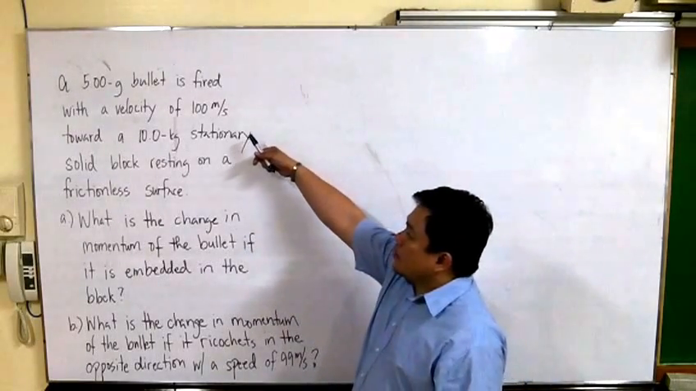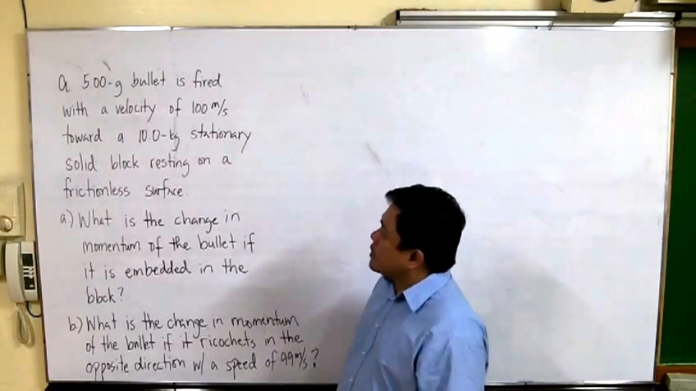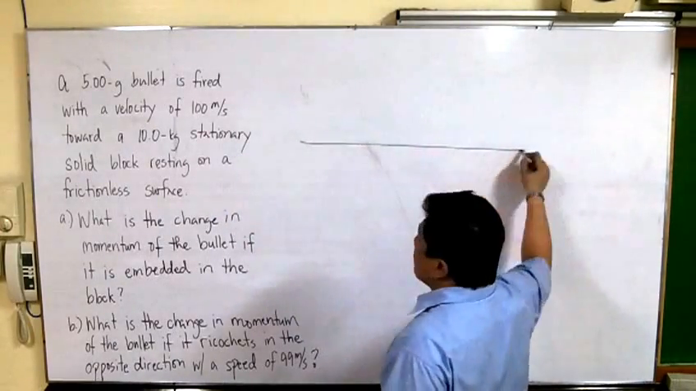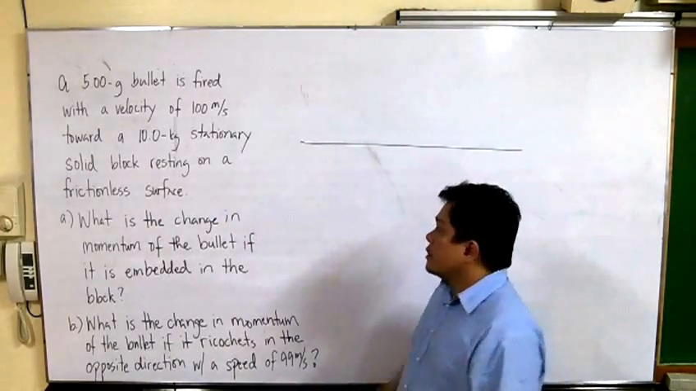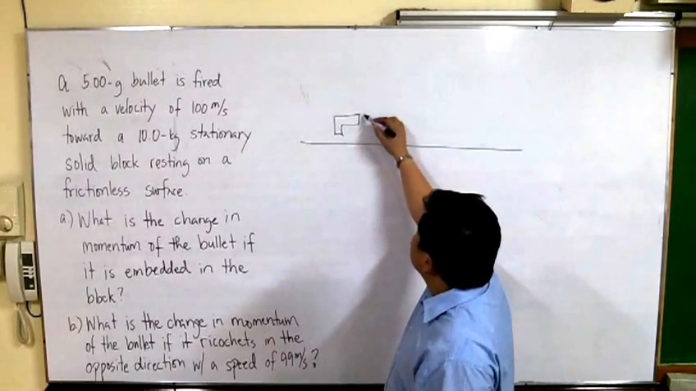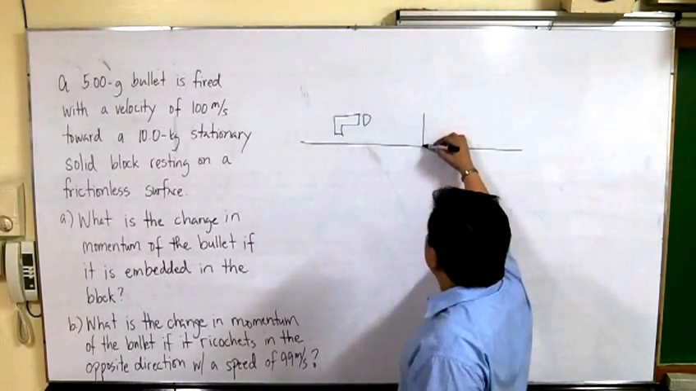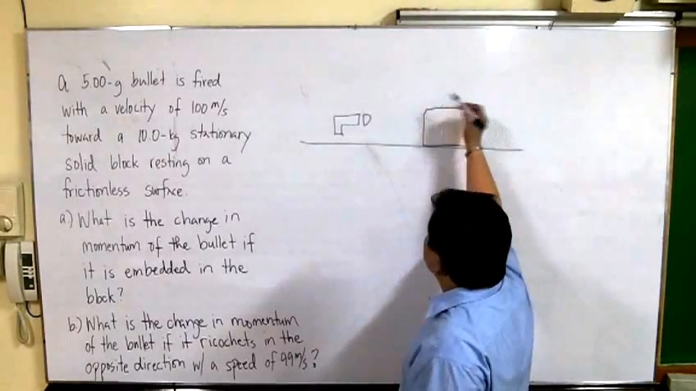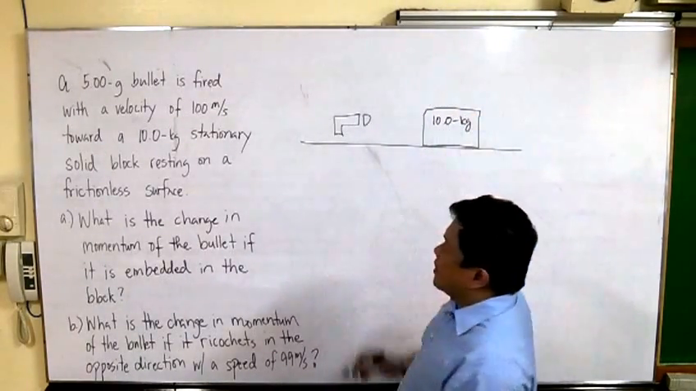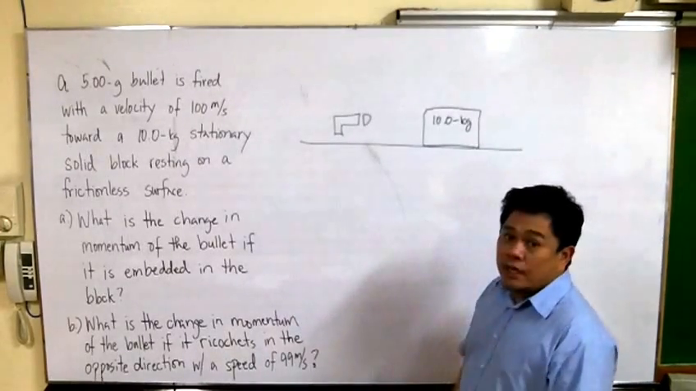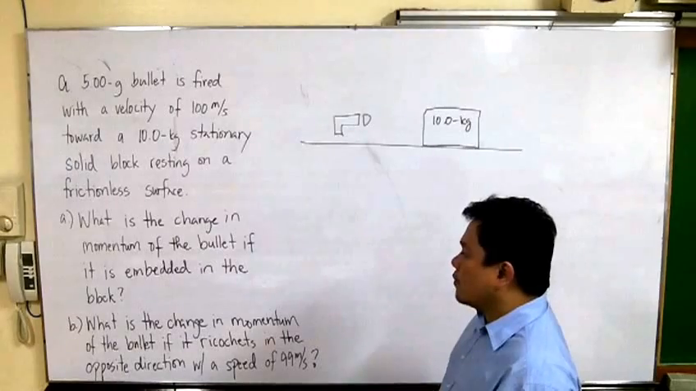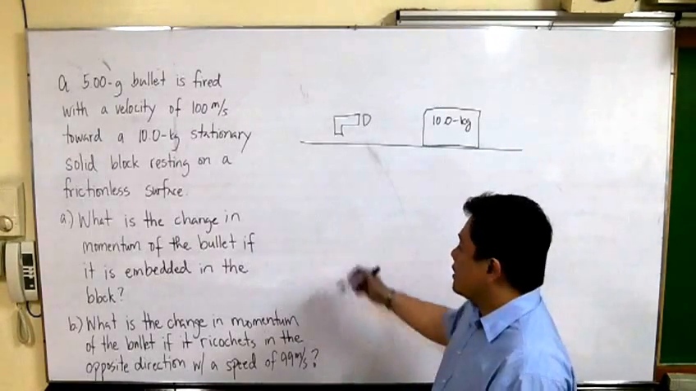A 5-gram bullet is fired with a velocity of 100 meters per second toward a 10-kilogram stationary solid block resting on a frictionless surface. We have here the bullet fired on a block, a 10-kilogram block, resting on a frictionless surface. Now, what is the change in momentum of the bullet if it is embedded in the block?